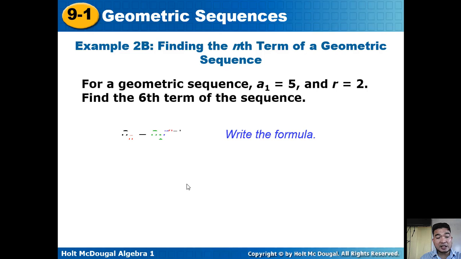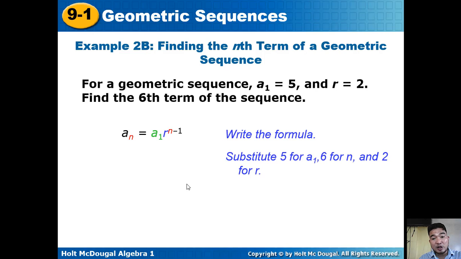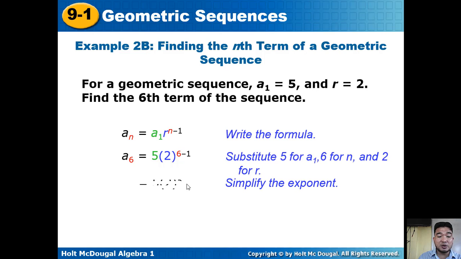So again, write the formula and then substitute 5 for a sub 1 since that's the first term, then 6 for n since we are looking for the sixth term, and 2 for r because 2 is the common ratio. So there you go. A sub 6 is equal to 5 times 2 raised to 6 minus 1. Then simplify the exponent, so you'll have 5 times 2 raised to 5.